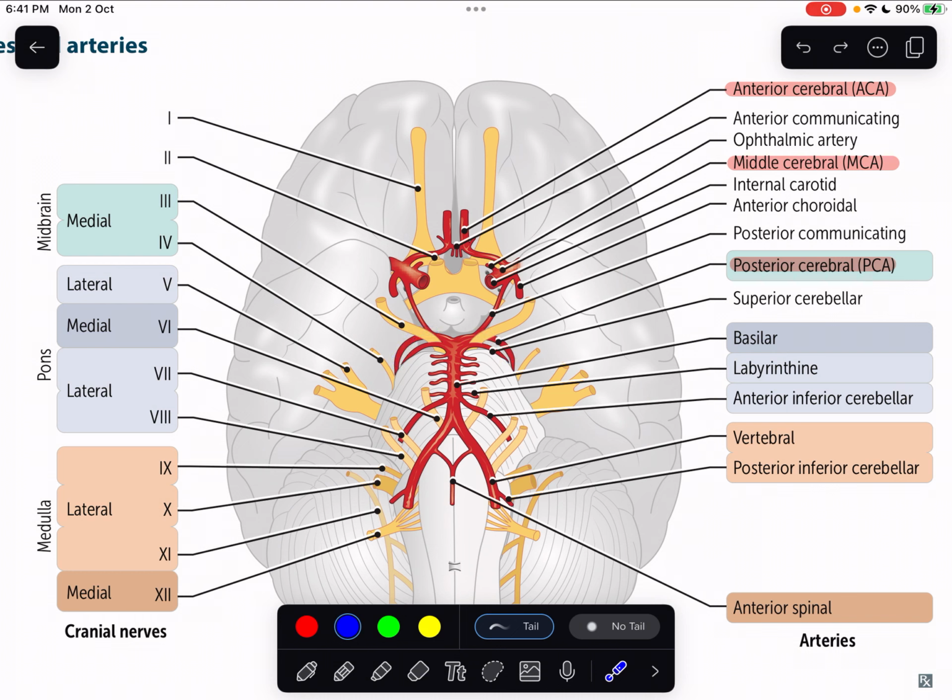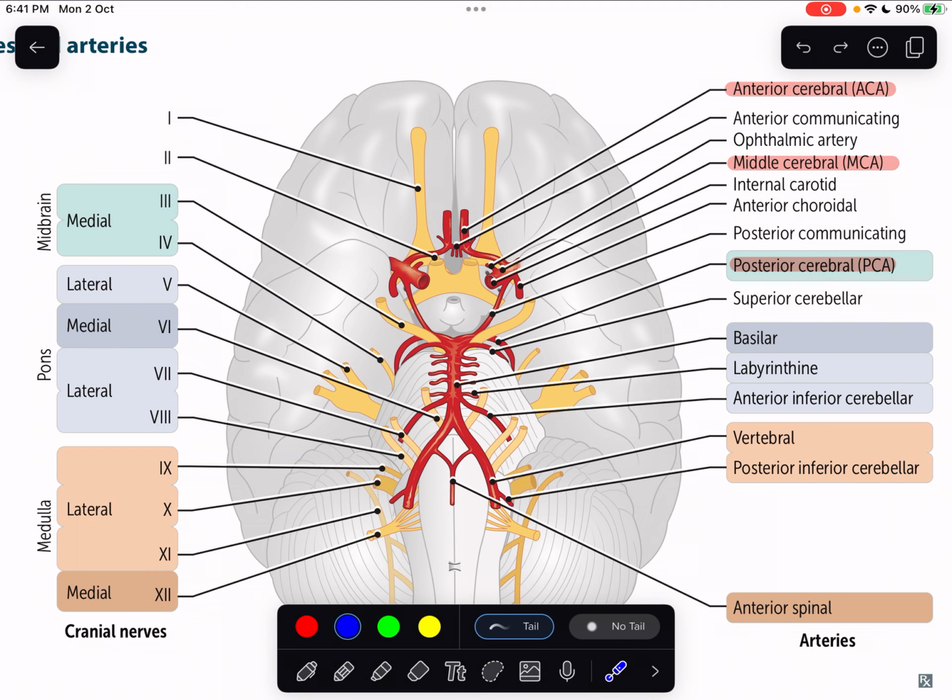Okay, so now we know the three branches, right? The main three branches were the anterior, middle, and the posterior. Some of them are also known as communicating. As this one is the anterior cerebral artery, these two are communicating by this middle one. This is the anterior communicating artery. Simple. Then this was the middle cerebral artery, and this one was the posterior. So this one is going to be the posterior communicating artery. Very simple.